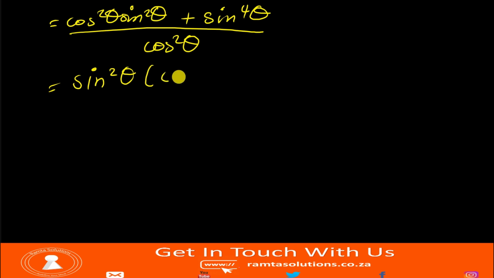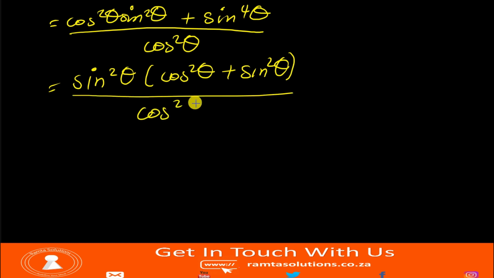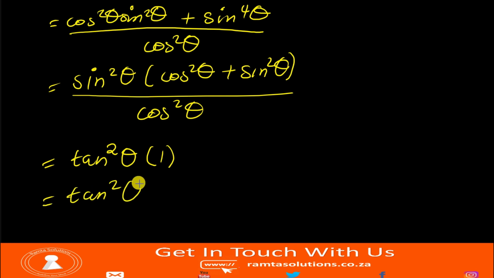You are left with cos squared theta. And then what are you left with here? You are also left with sine squared theta all over cos squared theta. Now what you know, sine over cosine is tan. However, this is sine square over cos square, so it will be tan squared. Now, cos squared theta plus sine squared theta is equal to 1. This will become tan squared theta. Okay? So it's up to you as to how you want to do this.